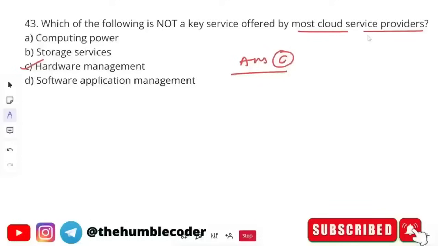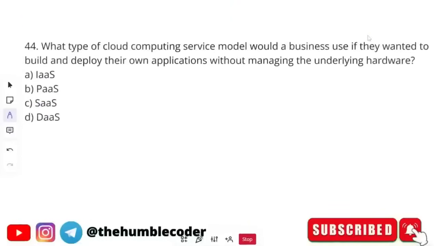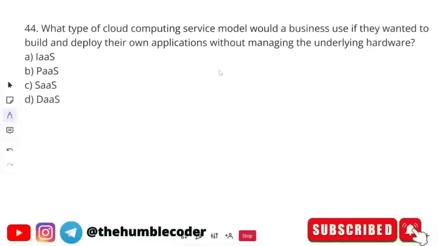cloud service providers. Okay, next is this question, which is what type of cloud computing service model would a business use if they want to build and deploy their own application without managing the underlying hardware? So hope you have understood the question. They don't want to manage the underlying hardware basically. So for that, which is useful, the options are IaaS, PaaS, SaaS, and DaaS. The correct answer for this question is going to be option number B, which is PaaS.